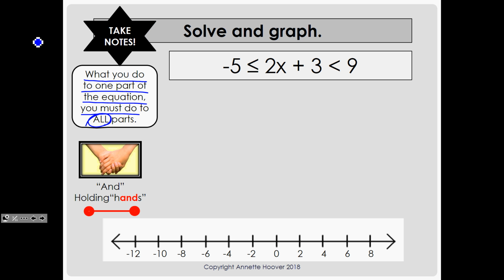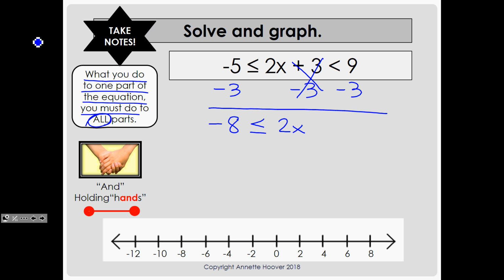So if you look up here, we have x in the middle. First, we need to subtract 3. When we do that, it cancels out in the middle, which we want it to do. But we have to do it on all 3 parts. In the middle, we have 2x left. It is going to be greater than or equal to negative 8, and it's going to be less than 6. Now, in order to get x by itself, we're going to divide all 3 parts by 2. When we do that, the 2's cancel out, and we have x is greater than or equal to negative 4, and x is less than 3.